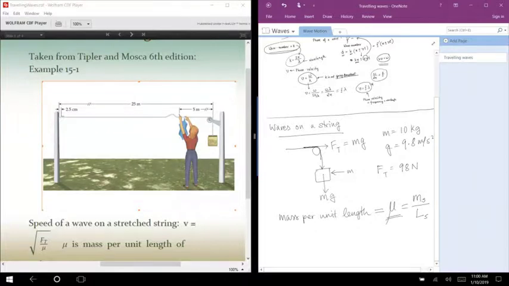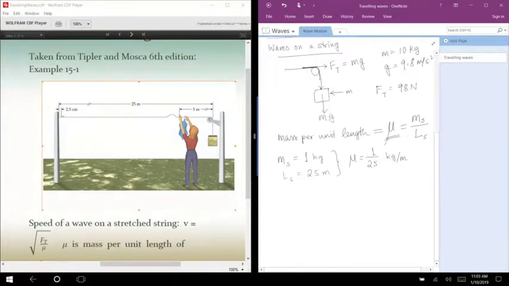In this particular problem, the mass of the string is given to be ms equals 1 kilogram, and the length of the string is given to be 25 meter. So knowing these two quantities, we can find that the mass per unit length is 1 over 25 kilogram per meter.